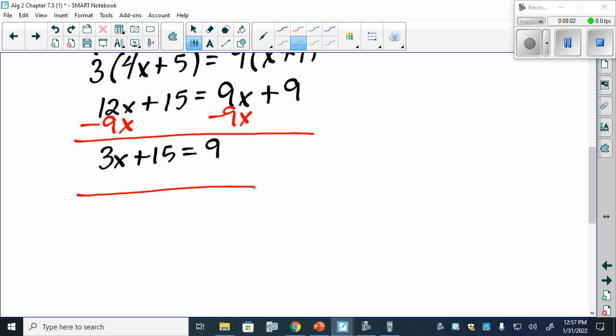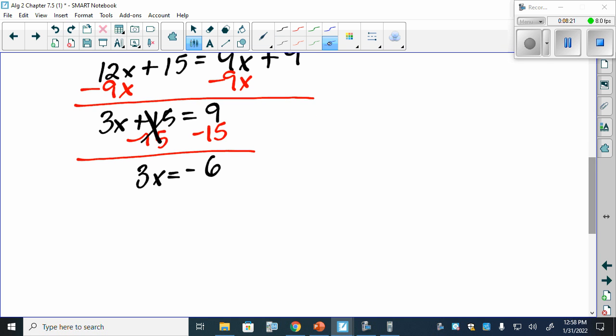Then our next step would be to subtract the 15 from both sides, yes. And if we subtract 15 from both sides, 15 minus 15 is 0, leaving us with 3x is equal to negative 6.